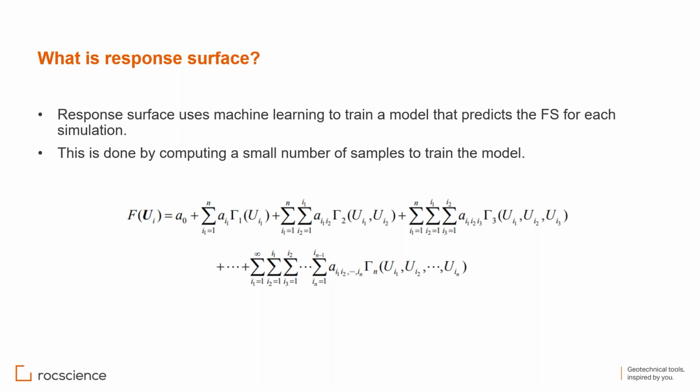It's a method that uses machine learning to train a model that predicts a factor of safety for each of those simulations. The way it does that is, say the user wants 5,000 samples for their analysis. It computes a smaller number of samples and uses those to train a response surface model. Then that model is what predicts a factor of safety for all 5,000 simulations.